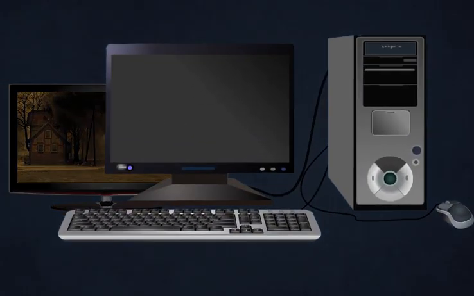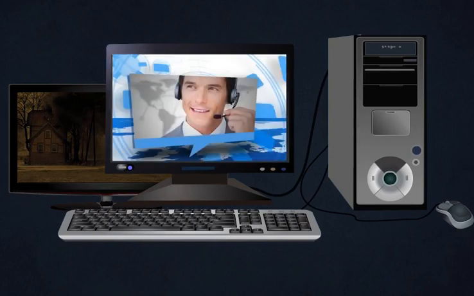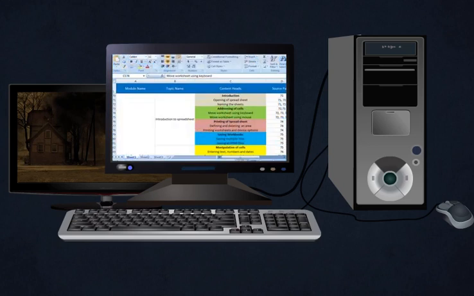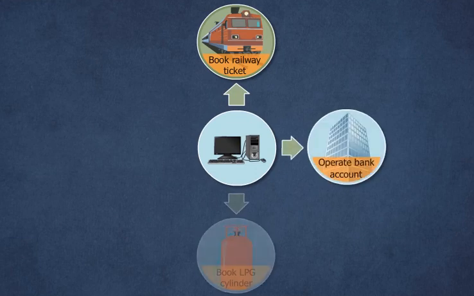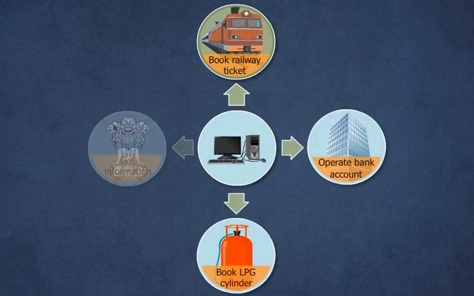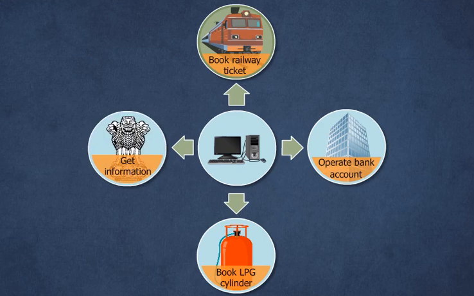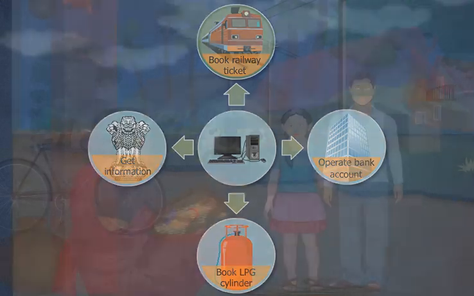But using a computer, you can connect to your family and friends who are far away from you. You can even see and talk to them sitting miles away. In addition, you can keep any kind of information safe in a computer. Big calculations can be done in the blink of an eye. Also, using a computer, you can book your railway tickets, operate your bank accounts, book your LPG cylinders, and get information on different government departments and ministries.